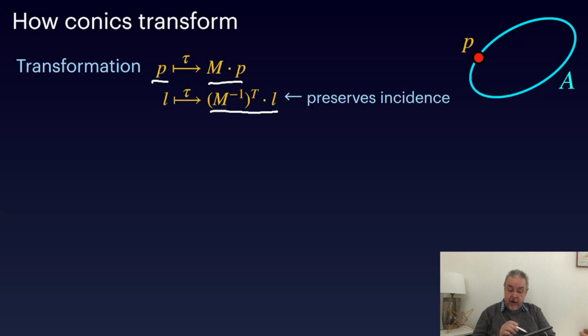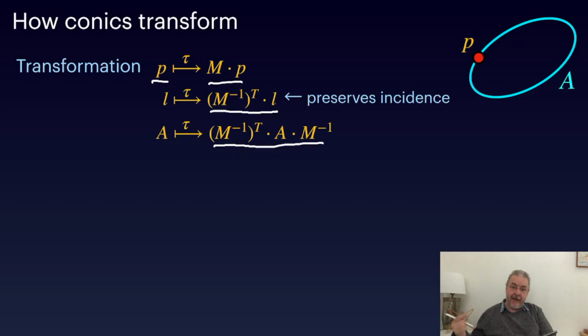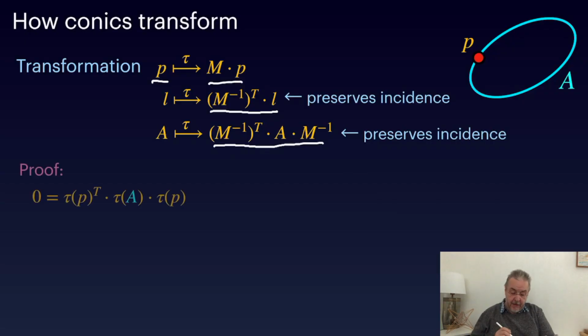And the main idea here was that the M and the inverse of M should cancel out in the equation. Now we have a conic equation, and we have to understand how we should transform the conic equation. The secret to do that is to multiply from both sides with the inverse of M, making sure that we transpose on the left side here. And this equation also preserves incidence. And if you don't believe that, here's a very simple proof of that fact.